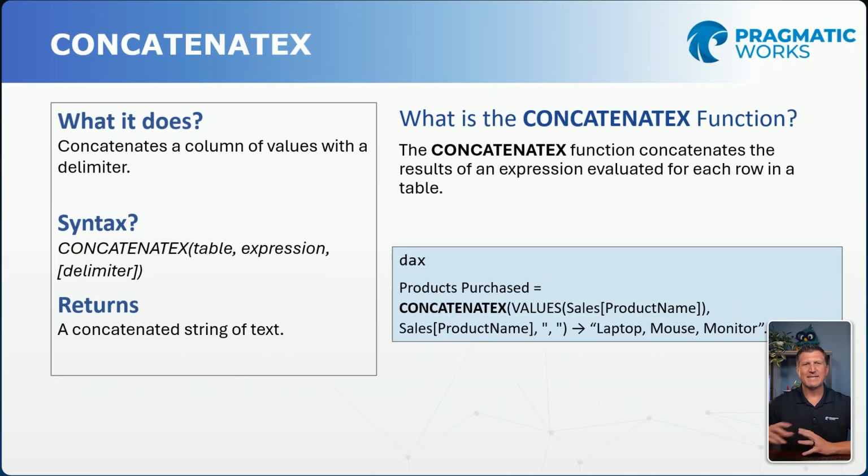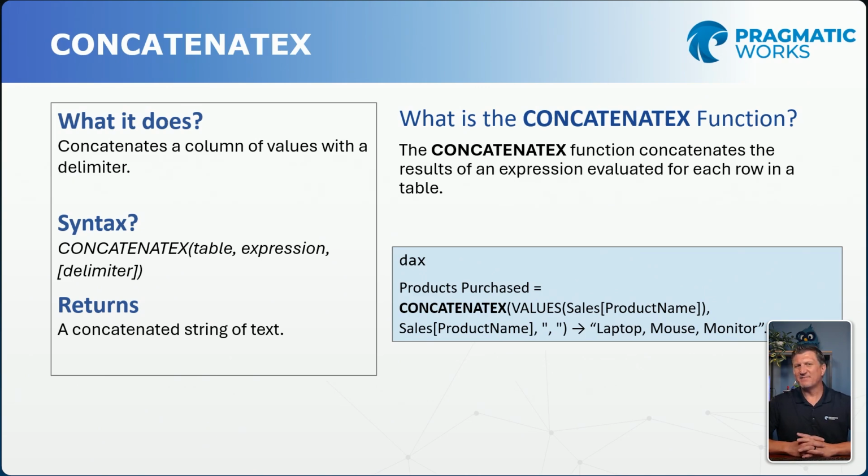CONCATENATEX concatenates a column of values with a delimiter. The syntax is CONCATENATEX, followed by a table or virtual table, an expression, and an optional delimiter. The return is a concatenated string of text. Really, it'll look like a list, like our example here. Laptop, comma, space, mouse, comma, space, monitor.